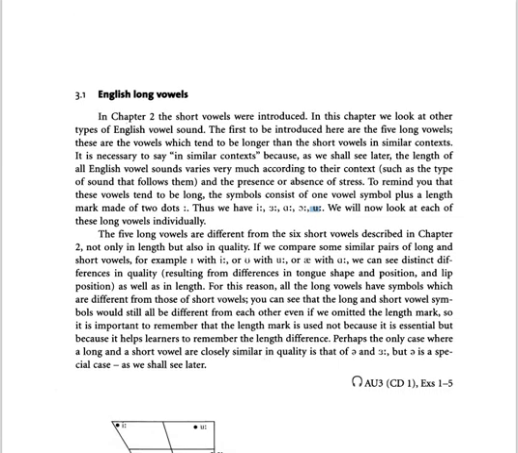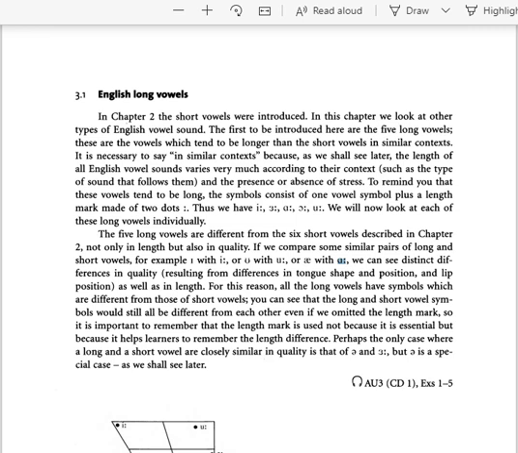The 5 long vowels are different from the 6 short vowels described in Chapter 2, not only in length, but also in quality. If we compare some similar pairs of long and short vowels, for example, short vowel E with long vowel E, or short vowel U with long vowel U, or A with long vowel A, we can see distinct differences in quality resulting from differences in tongue shape and position, and lip position, as well as in length. For this reason, all the long vowels have symbols which are different from those of short vowels.